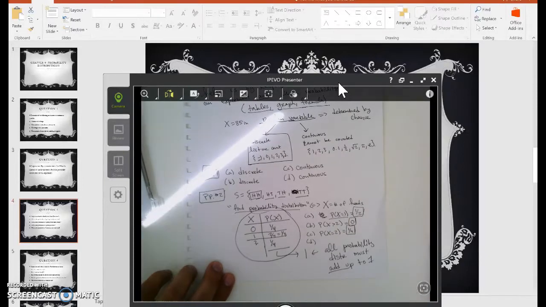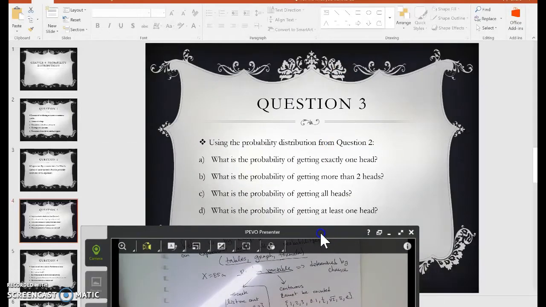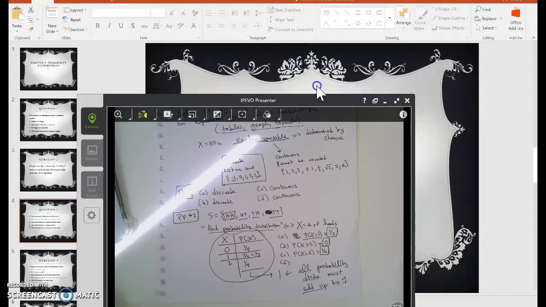Part D. Part D now says, what is the probability of getting at least 1 head? Okay, now when you say at least 1 head, you have to be very careful. Well, the way that you can think about it is, what does at least 21 mean? If I need to go into the club, at least 21 means that I have to be 21 and over. So at least 1 means that I have to be 1 and over, right? So 1 and over. So I'm including 1, okay?